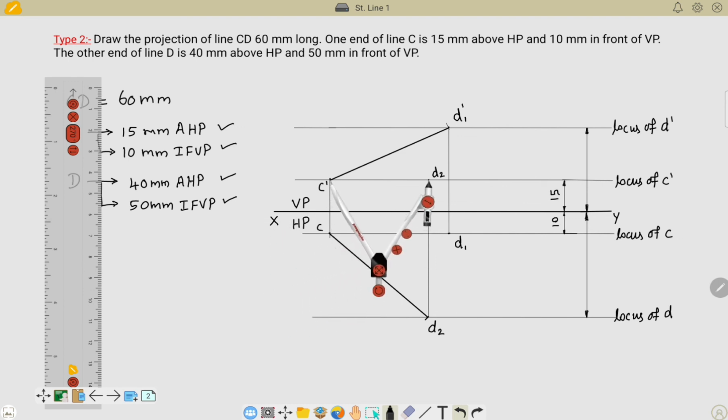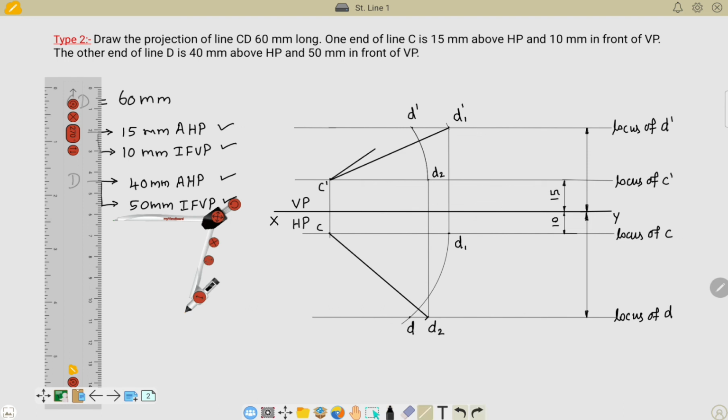The next step is to draw the arcs to find the final front view and final top view. Place your compass at point C dash and measure C dash to D2 as a radius and draw an arc till it intersects the locus of D dash. Similarly, place your compass and measure the distance of C to D1 dash as a radius, with C as the center point. Draw an arc from this D1 in such a way that it intersects your locus of D. These intersection points are D dash and D. Connecting C dash and D dash will give us the final front view, and C and D will give us the final top view.